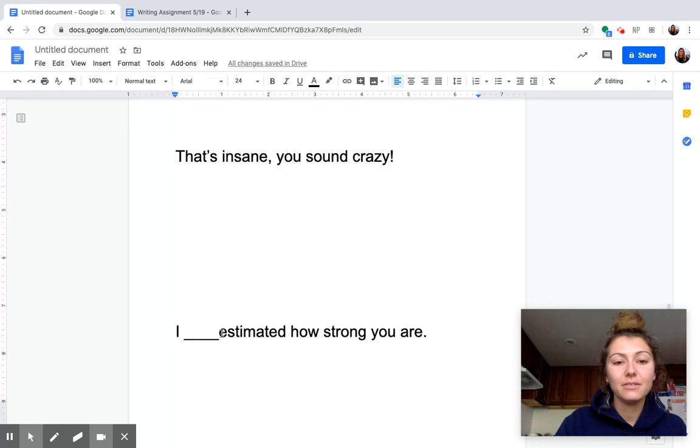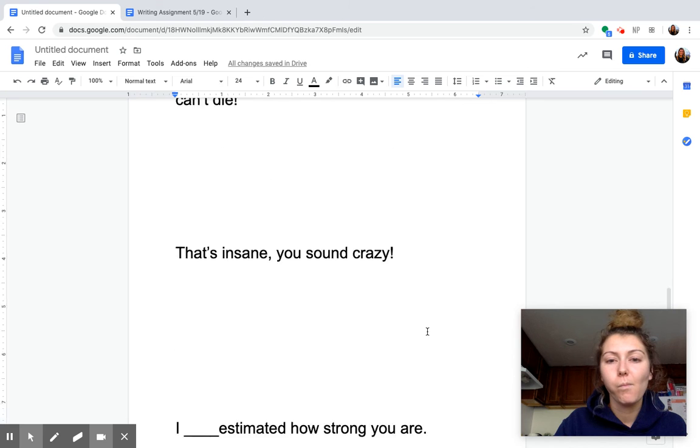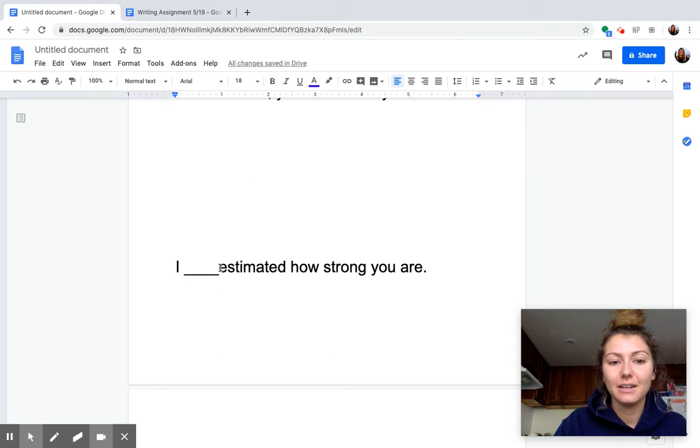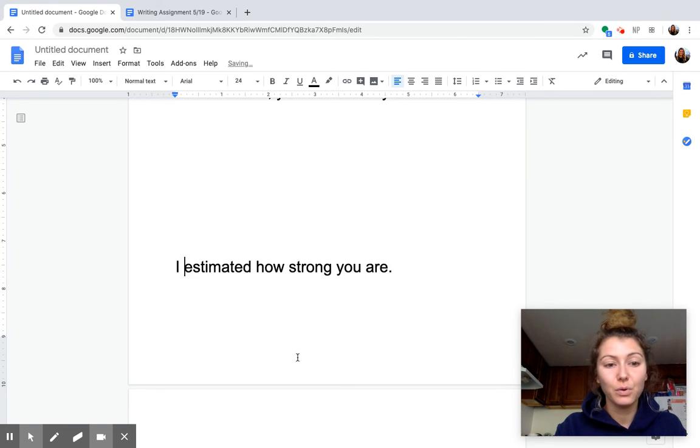So again, we have something that would not exactly mean the same meaning as the root word. It could be miss, right? Because miss means wrong, but misestimated is not correct. We have under, which means below. So to guess below the correct answer, well, that could actually make sense. Underestimated. That is actually the prefix that we're going to use here.